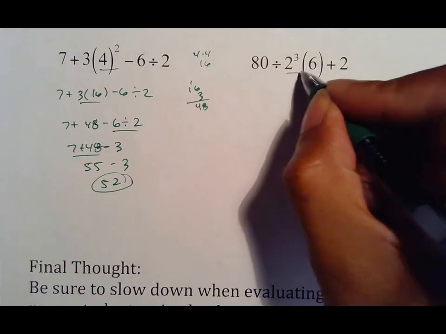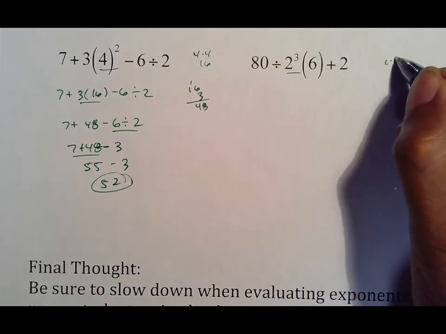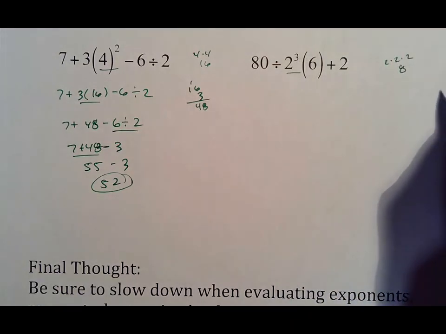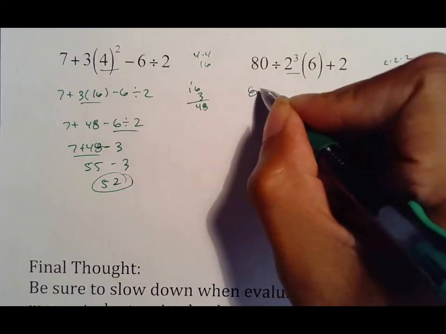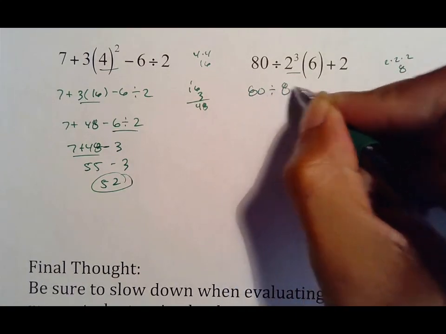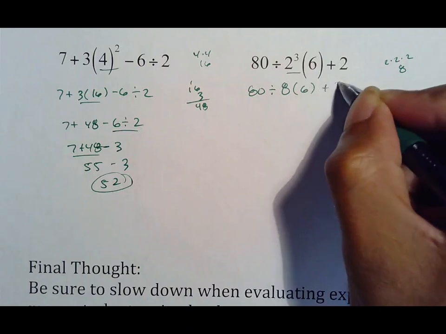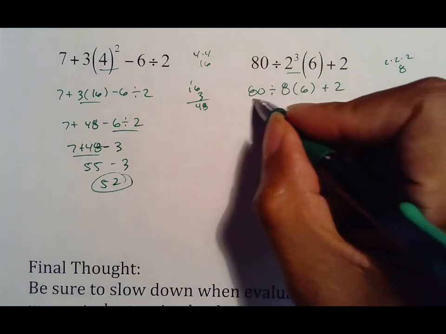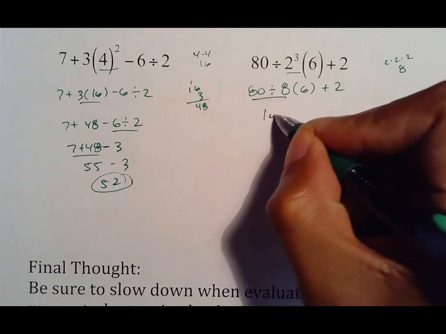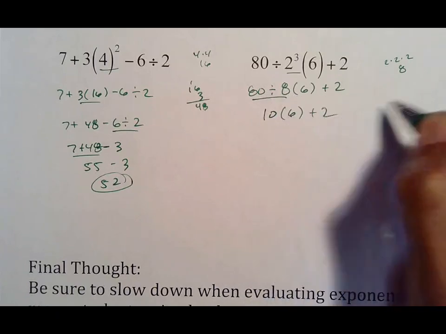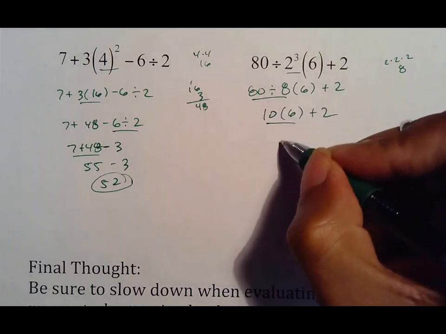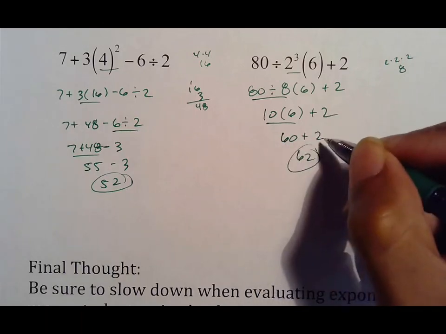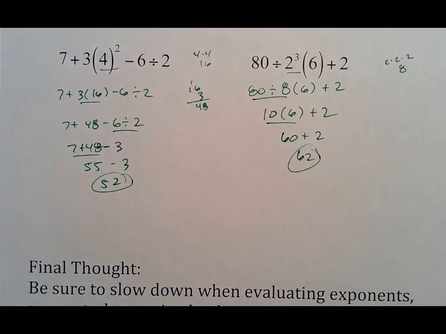And the last example in this section, again, the small number there means separate your 2 out. 2 times 2 is 4, times another 2 is 8. That turns into 80 divided by 8 times 6 plus 2. Now that all the exponents are gone, your high level operation, first one in line, is division. We have another higher level operation here. Again, first in line is multiplication, ending up with 62 as your final answer.